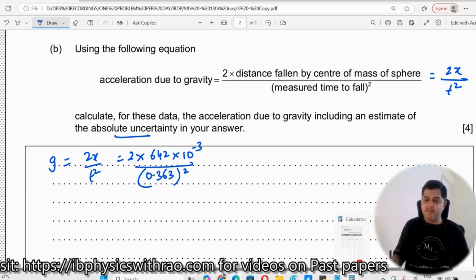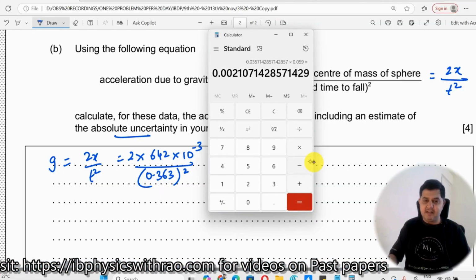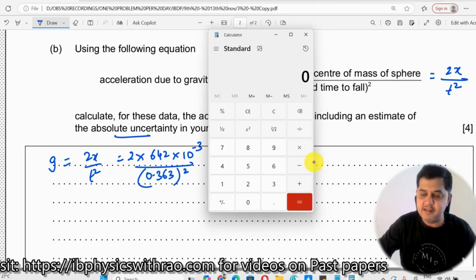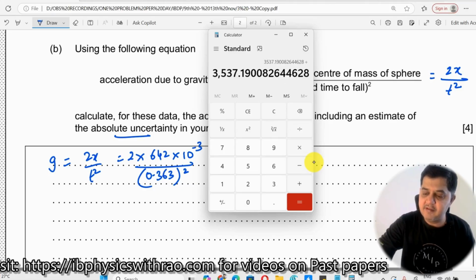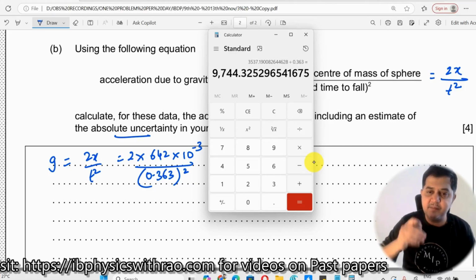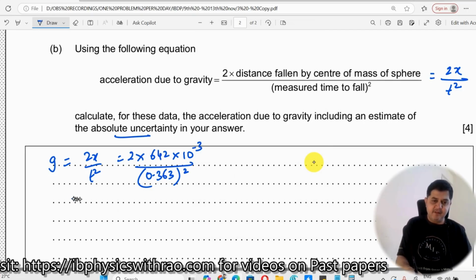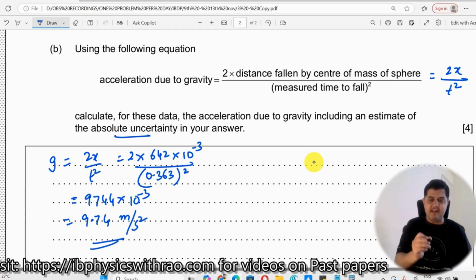Okay, let me take a calculator. Let's find out what is this value. 642 divided by 0.363 one time, divided by 0.363 second time, I get 9744, multiplied by 10 power minus 3 will be 9.74 meter per second square. You have got the value of g close to 9.8. That's okay, but I want the uncertainty also. So what do I do with uncertainty?